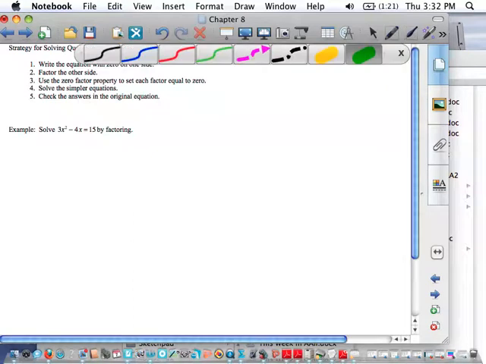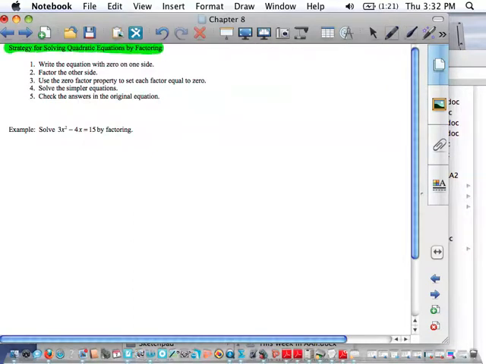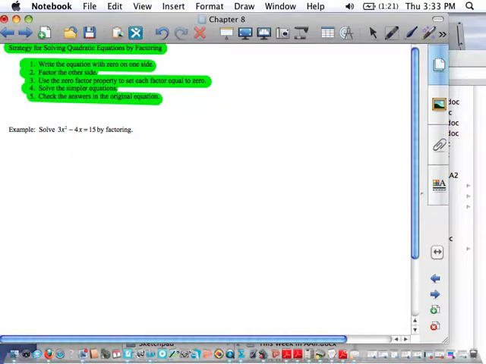Strategy for solving a quadratic equation by factoring is to first write the equation with 0 on one side, factor the other side, use the zero factor property to set each equation equal to 0, solve these two simpler equations, and then check your answer in the original equation to make sure that it is true.